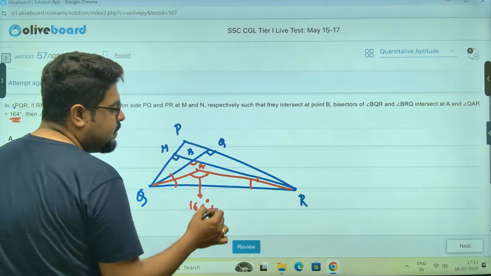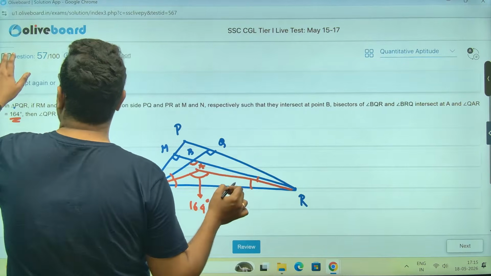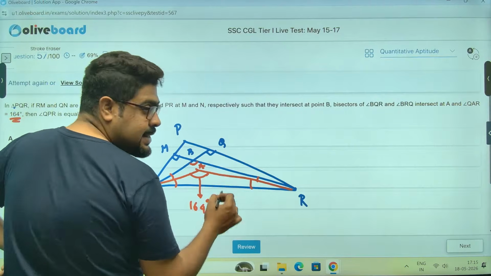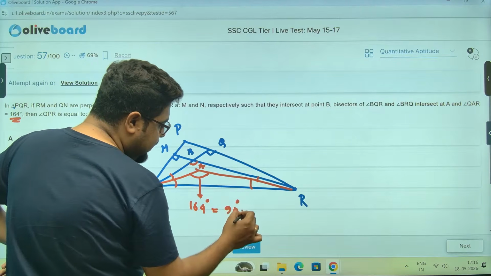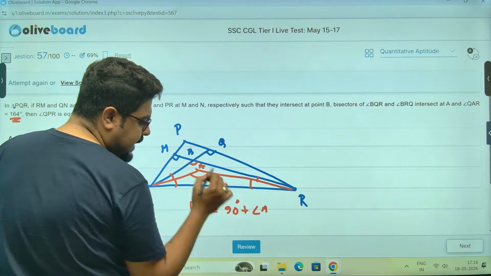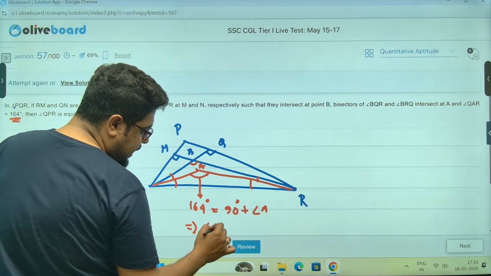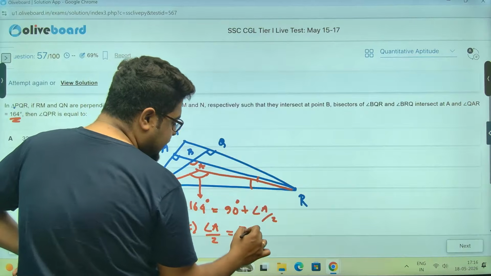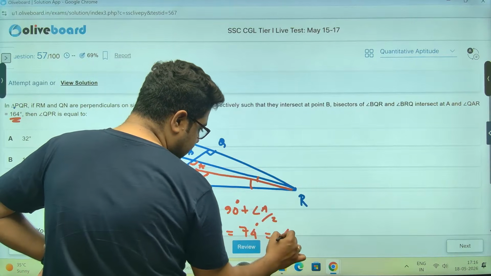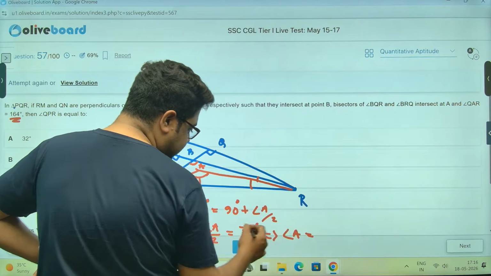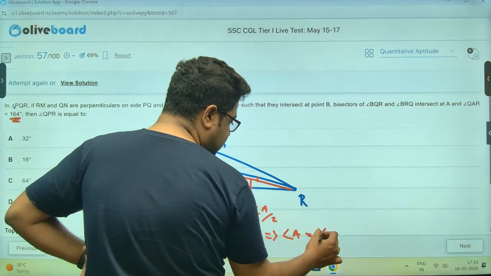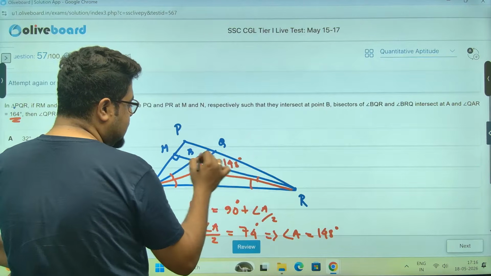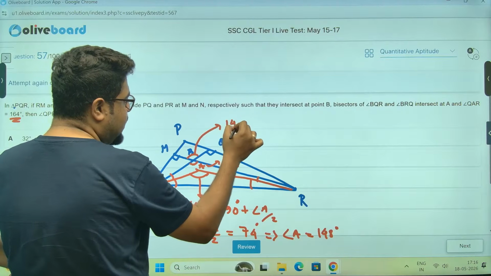Can I say? So this angle is equal to, sir, again, in-center formula, 90 degrees plus angle A by 2. This is angle A. Angle A by 2 is equal to 74 degrees. So angle A becomes how much? 74 twice, 148 degrees. So this is 148 degrees. So this will also be 148 degrees.